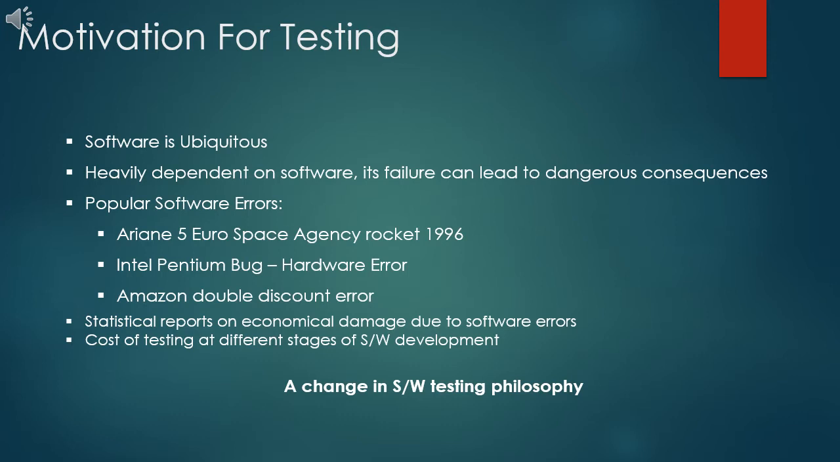The next case is the Intel Pentium bug. The Intel Pentium bug is another interesting error. This is interesting because this is a hardware error. Errors and bugs need not be only associated with software. Sometimes, quite rarely actually, errors may also occur in the hardware, typically in embedded systems.